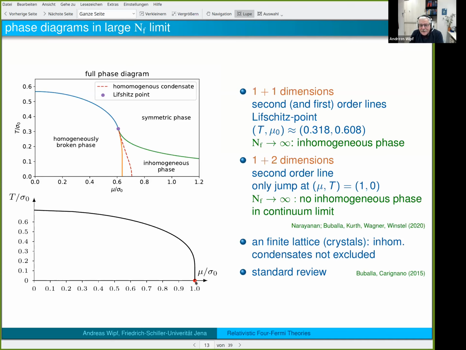I should mention that if you keep your cutoff in your theory, or if you work on a lattice, then you may have an inhomogeneous phase. We have actually seen that: there are inhomogeneous phases if you don't remove the UV cutoff. And that's, of course, essential for solid-state physics, where you don't remove the cutoff. You have a finite lattice constant, and then it has been observed in the lab that there are inhomogeneous phases.